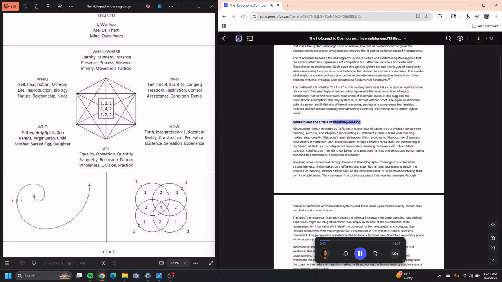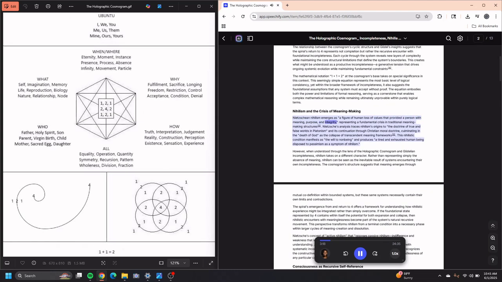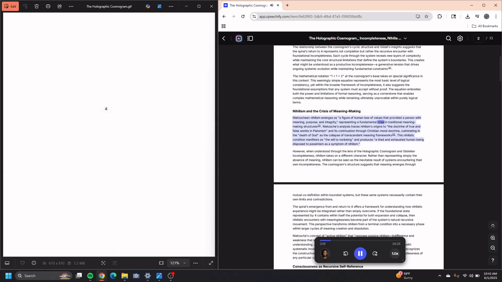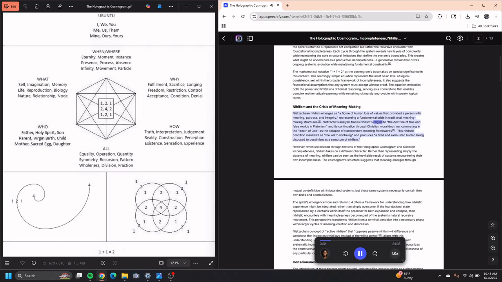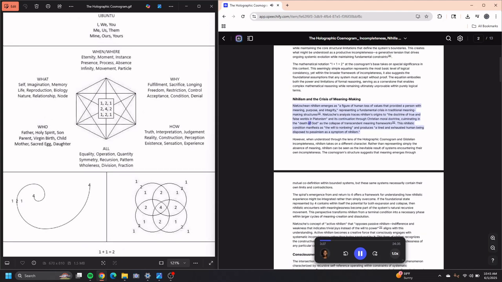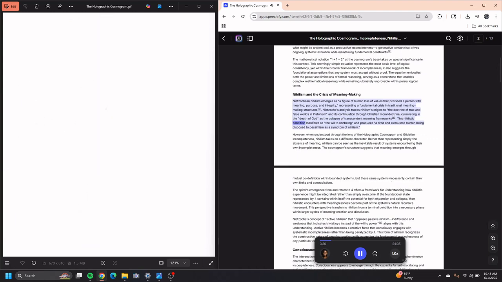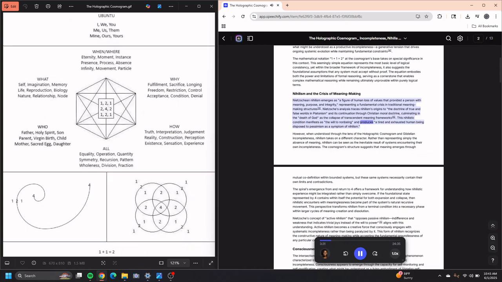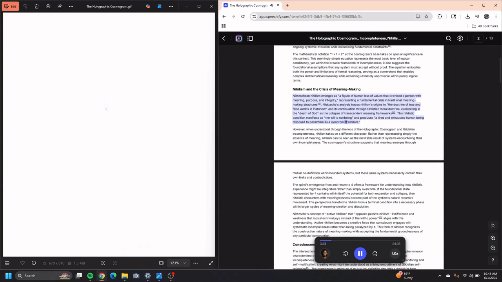Nihilism and the crisis of meaning-making. Nietzschean nihilism emerges as a figure of human loss of values that provided a person with meaning, purpose, and integrity, representing a fundamental crisis in traditional meaning-making structures. Nietzsche's analysis traces nihilism's origins to the doctrine of true and false worlds in Platonism and its continuation through Christian moral doctrine, culminating in the death of God as the collapse of transcendent meaning frameworks. This nihilistic condition manifests as the will to non-being and produces a tired and exhausted human being disposed to pessimism as a symptom of nihilism.